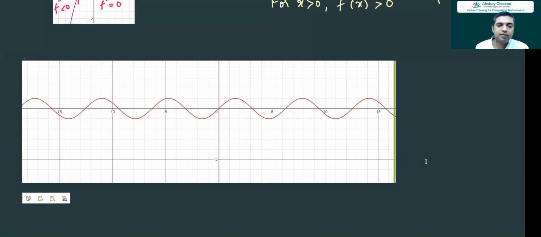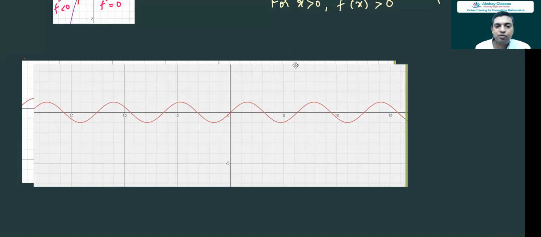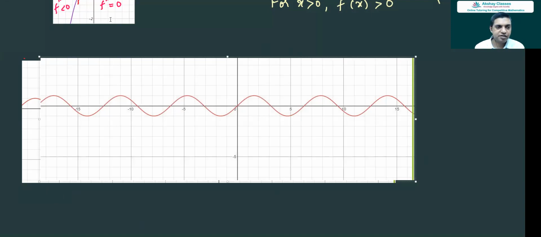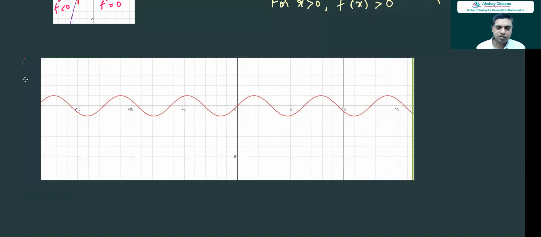So this is the graph of sin x. Now I will identify points of inflection here. Y equal to sin x. Now these are the points pi, 2 pi, 3 pi, 4 pi, 5 pi. n pi is what? 0 is there, minus pi, minus 2 pi, and so on.